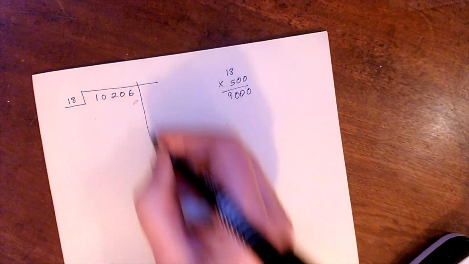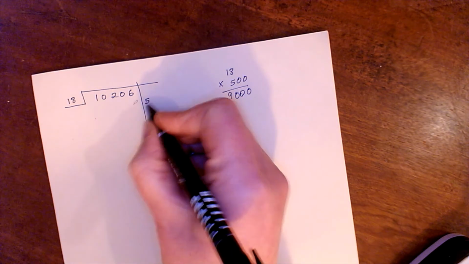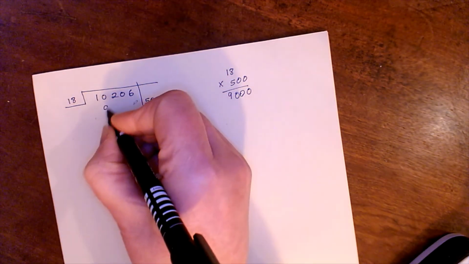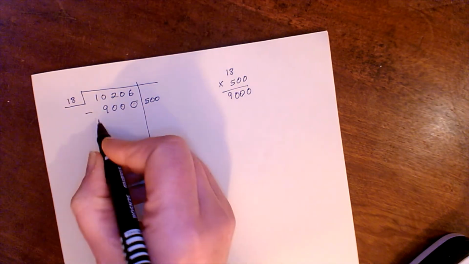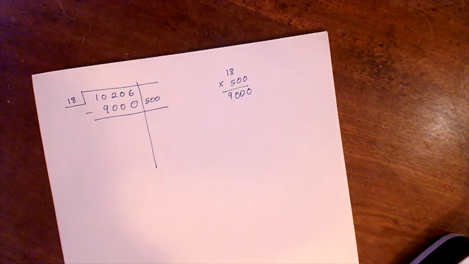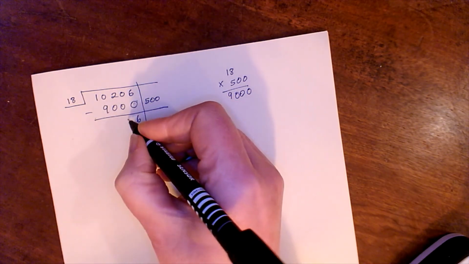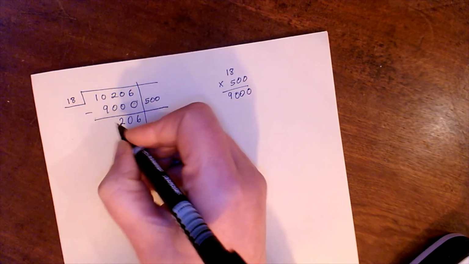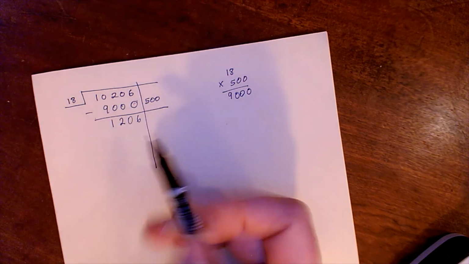So let's take that away. So we're going to start off by trying 500, and that we know is 9,000. So we're going to take away 500 18s and see what we're left with. 6 take away nothing is nothing. Nothing take away nothing is nothing. 2 take away nothing is 2. And 10 take away 9 is 1.